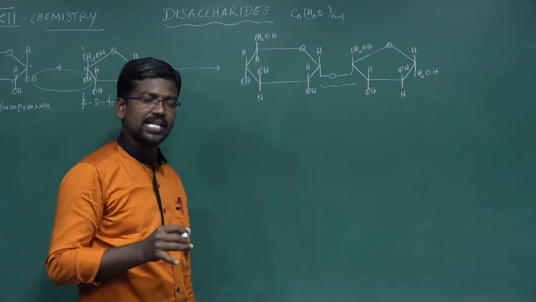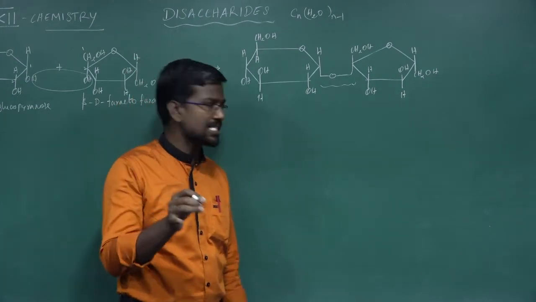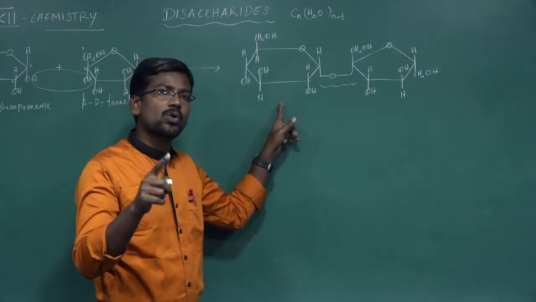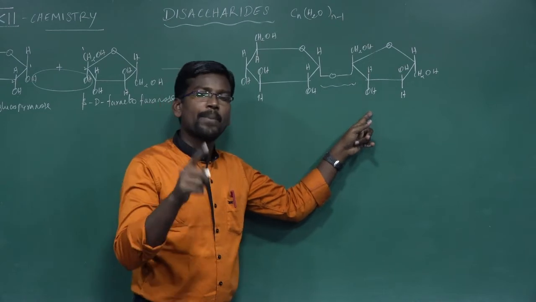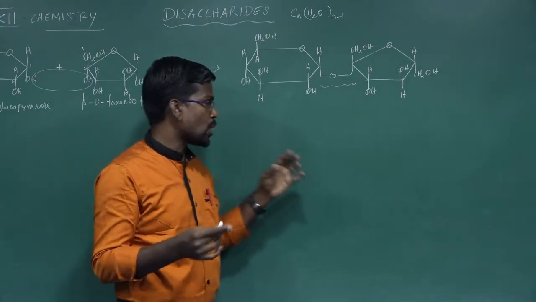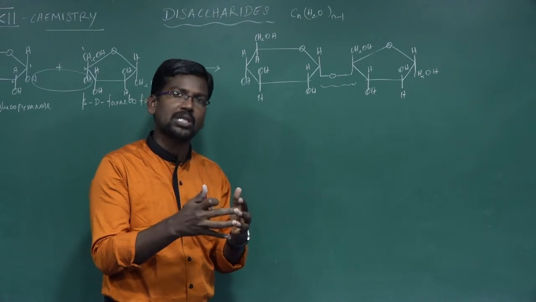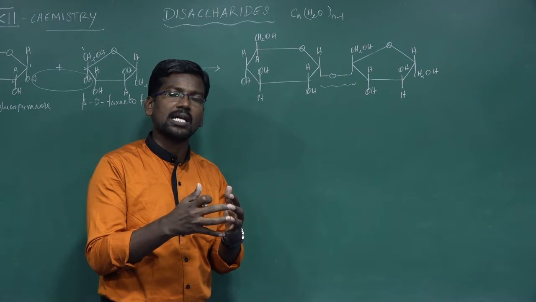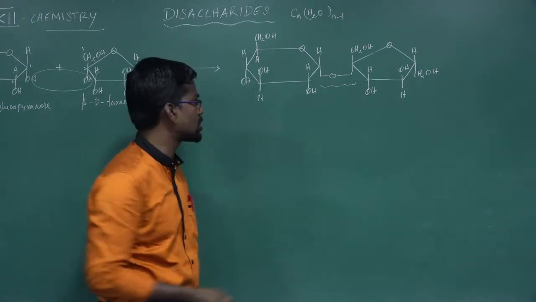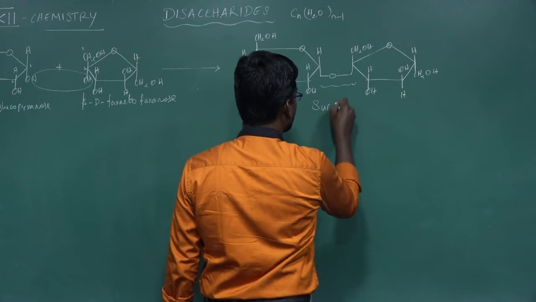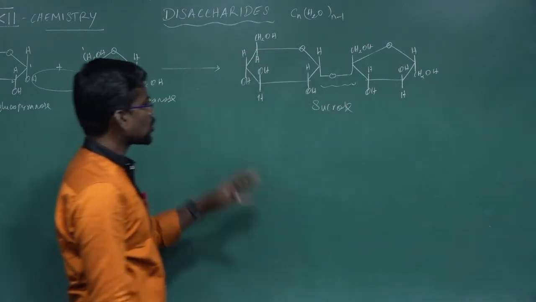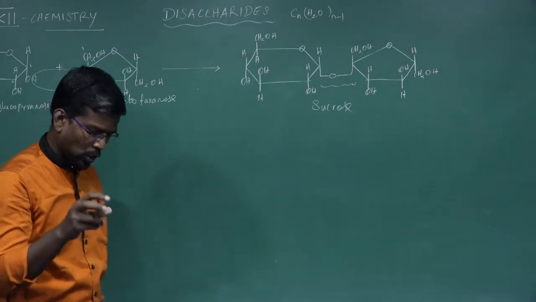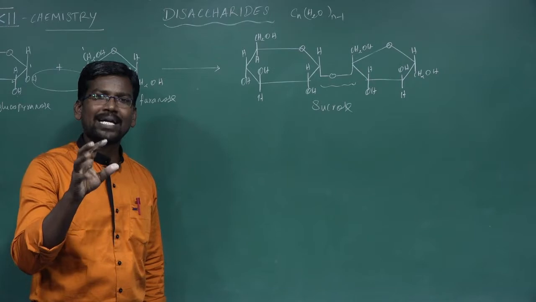The glycosidic linkage, oxide bridge or ether linkage is formed between two monosaccharides, one alpha D glucopyranose and the other beta D fructofuranose. So alpha D glucopyranose combines with beta D fructofuranose through the oxide bridge or glycosidic linkage to form sucrose. It is the structure of sucrose. The sucrose molecule is formed between the two monosaccharides, and it is the most abundant disaccharide.